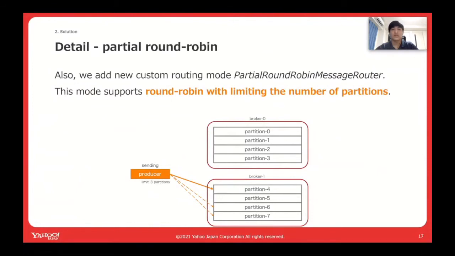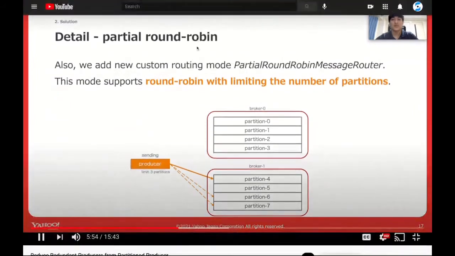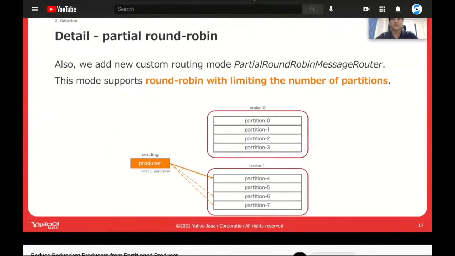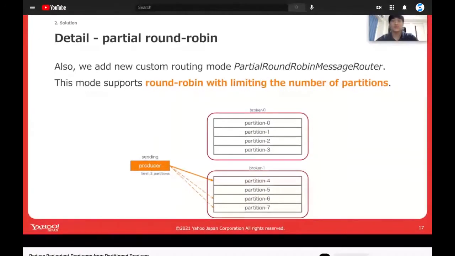Also, we add a new custom routing mode, partial round robin message router. This mode supports round robin with a limited number of partitions. Also, when a producer is created with single partition routing mode, it creates only one internal producer.